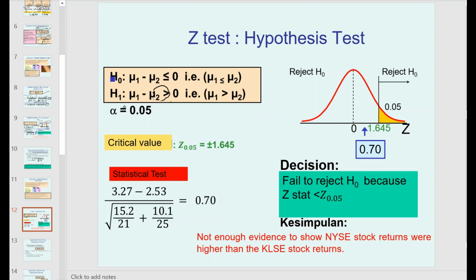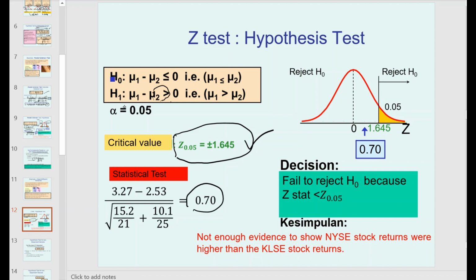Okay, so critical value, again, remember that we are talking about this assumption that your variances are not the same. So we are using the Z table. Don't make a mistake, this is the Z table. So with the Z table, we take the whole alpha and we take the value of Z here. But this is one tail, right? So only on the positive side. Statistical one is the one that you calculate. You just plug in the information given and you'll get your Z statistical test value, which is 0.70.